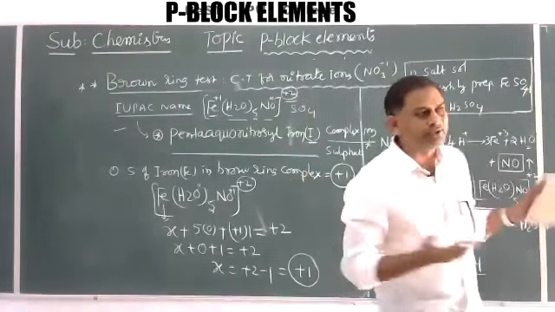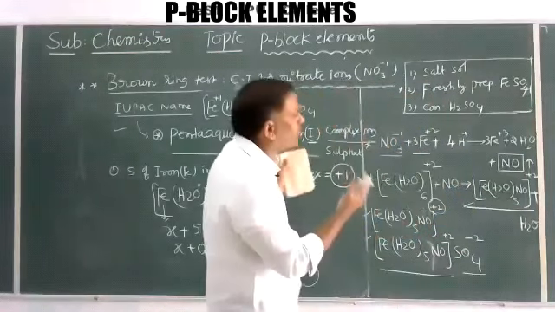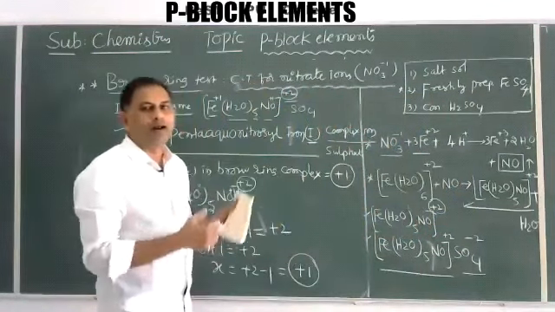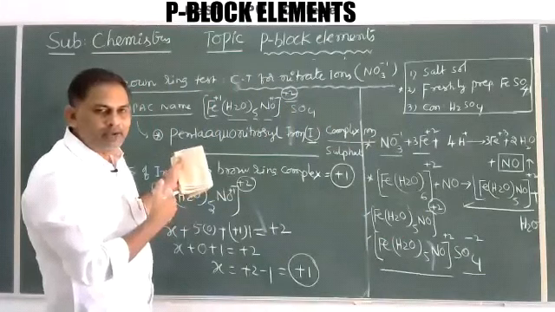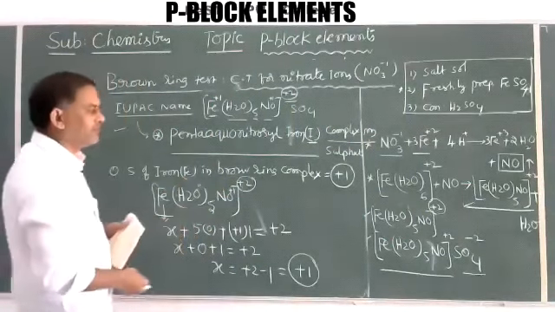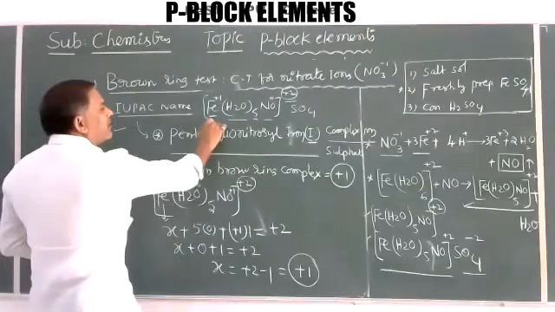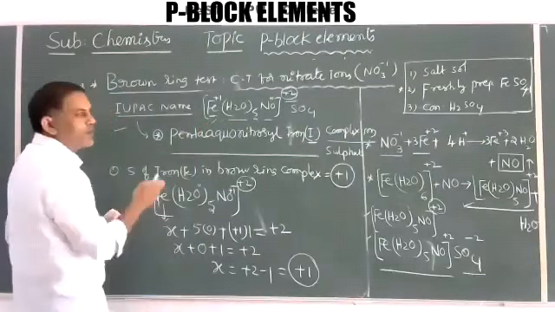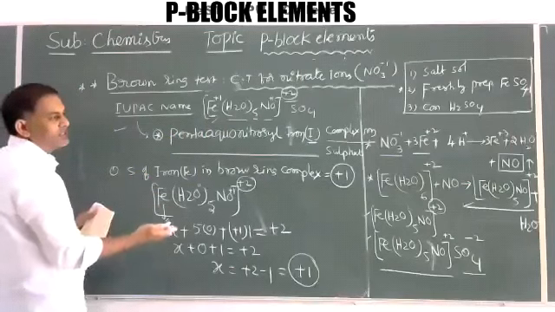If they ask any objective, these are very, very important. Better you note down all these in your notes, or if you have any textbook available beside you, better you note down there in the textbook. Very, very important. This is the brown ring: the formula of the brown ring, IUPAC name, oxidation state.